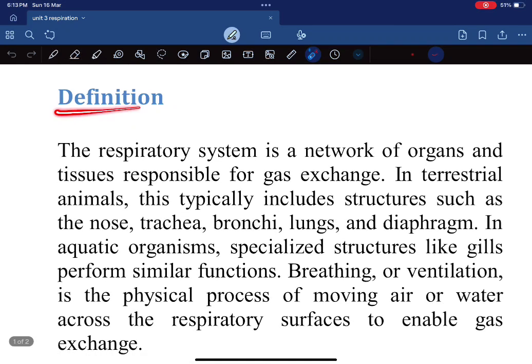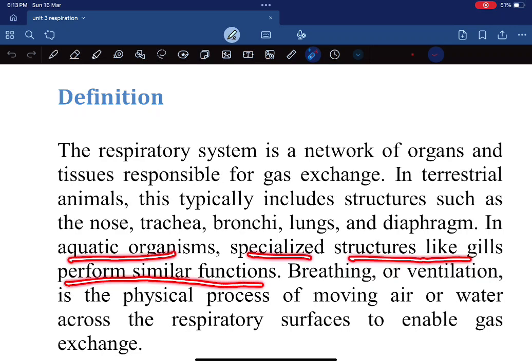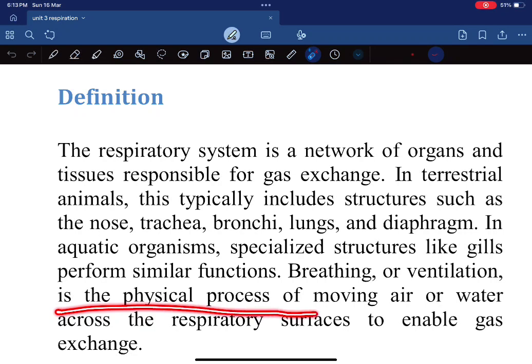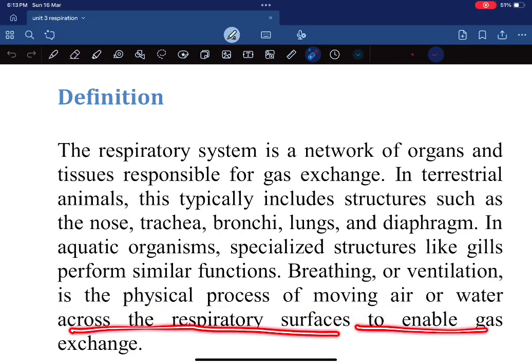Definition of respiration. The respiratory system is a network of organs and tissues responsible for gas exchange. In terrestrial animals, this typically includes structures such as the nose, trachea, bronchi, lungs, and diaphragm. In aquatic organisms, specialized structures like gills perform similar functions. Breathing, or ventilation, is the physical process of moving air or water across the respiratory surface to enable gas exchange.